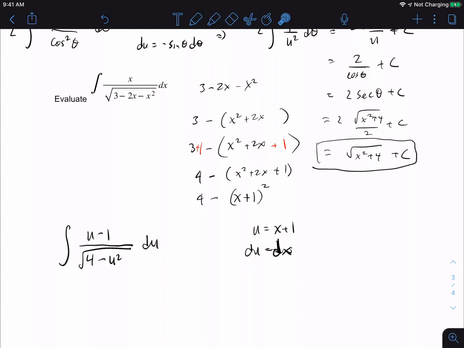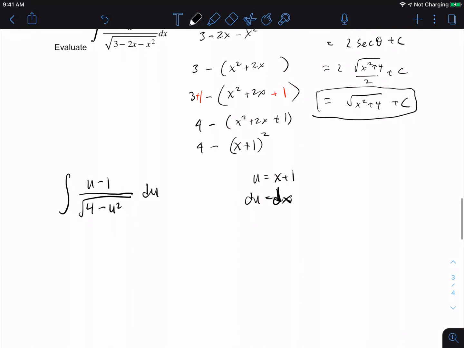Okay, so now that I have this integral, I have to do a trig substitution to this. And what's in the form of a squared minus u squared? Or a squared minus x squared, what's in that form? What was the substitution?